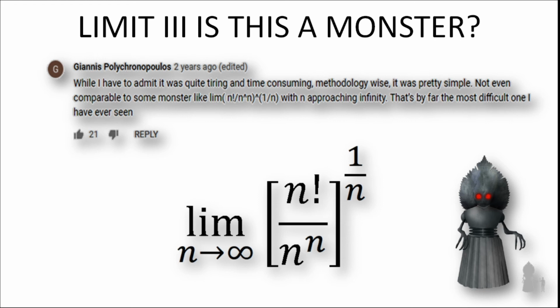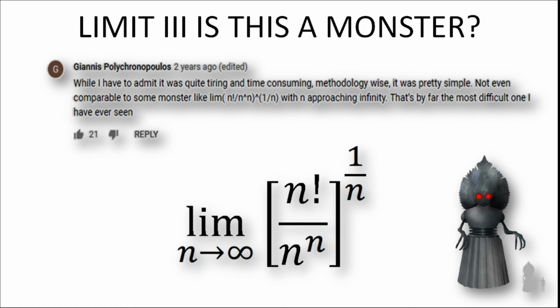So limit 3, is this a monster? When I was browsing somebody else's YouTube videos, I saw in the comment section, after the YouTube math guy worked out the limit for the quadratic equation that we have seen as the first example, somebody called Canis Polychronopoulos, multiple time polychrono, that's the meaning of it. I don't know what is the meaning of Paulo.